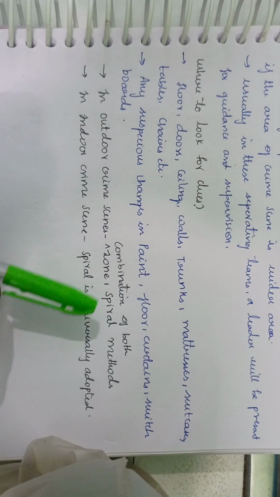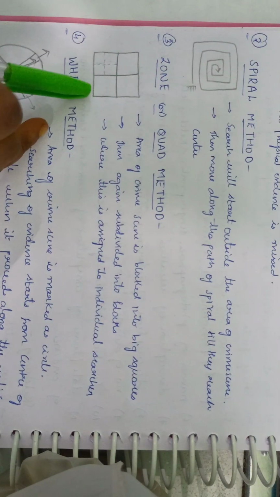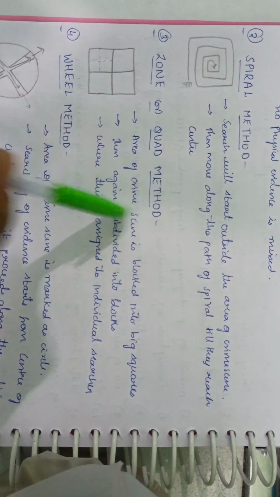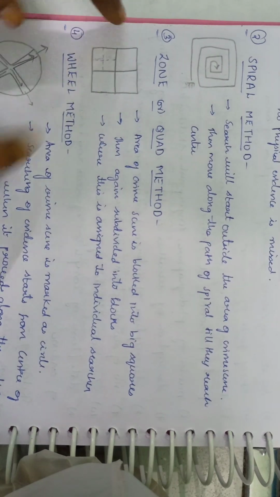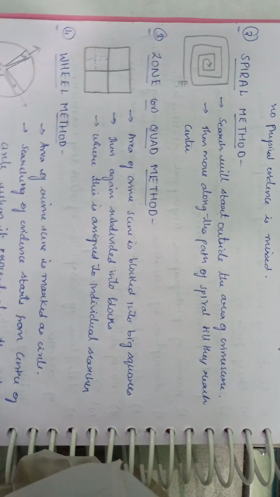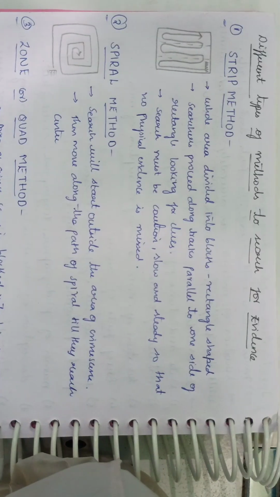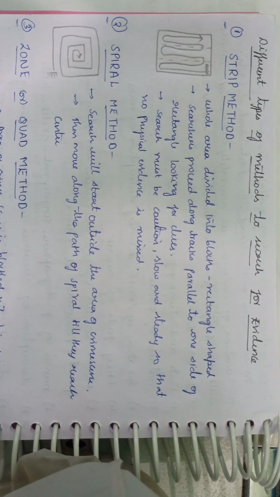Zone method and quad method are both the same, as I said, right? Then the spiral method is the same thing. So the zone method, which I have explained earlier: by seeing the diagram you can understand that it can be useful for the outdoor crime scene because it will be a very vast area, so you subdivide it into parts and search each one. So this is all about today's topic, the different methods to search for evidence and how and where we can look for clues. I can say that this can be an important question.